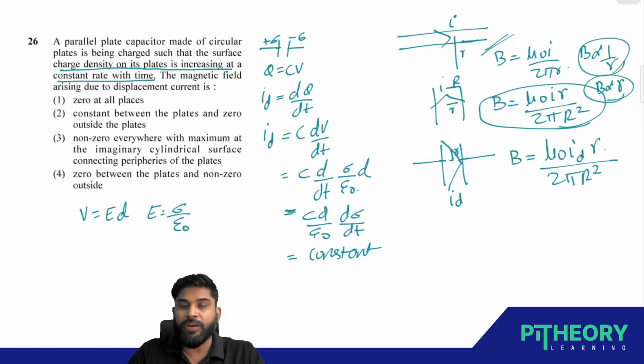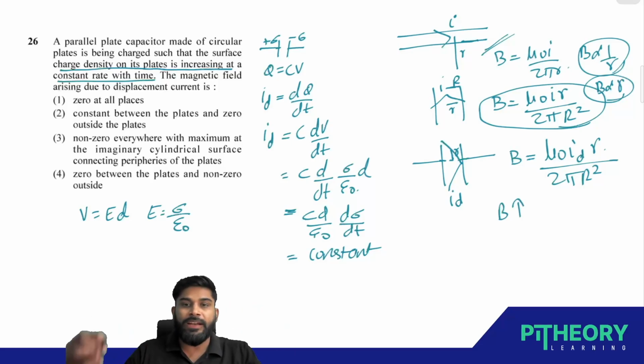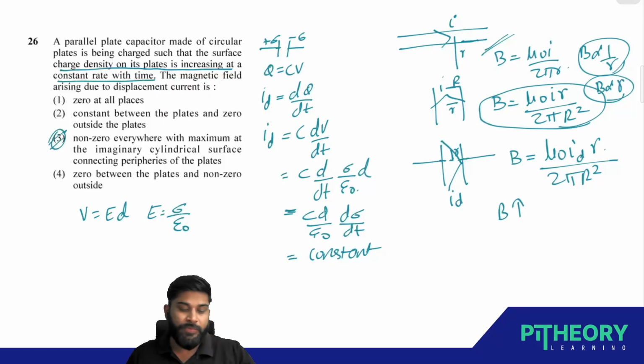R. Right. So what we are seeing from the center, if you go to the imaginary surface of this cylindrical region that you are considering, magnetic field will be increasing, correct? Magnetic field increases. It will be maximum at that surface, and thereafter it will decrease. So obviously, which will be the answer that will be connecting here? So you'll be getting option number 3 only here, where you have non-zero everywhere with maximum at the imaginary cylindrical surface connecting peripheries of the plate. That will be the answer for this.